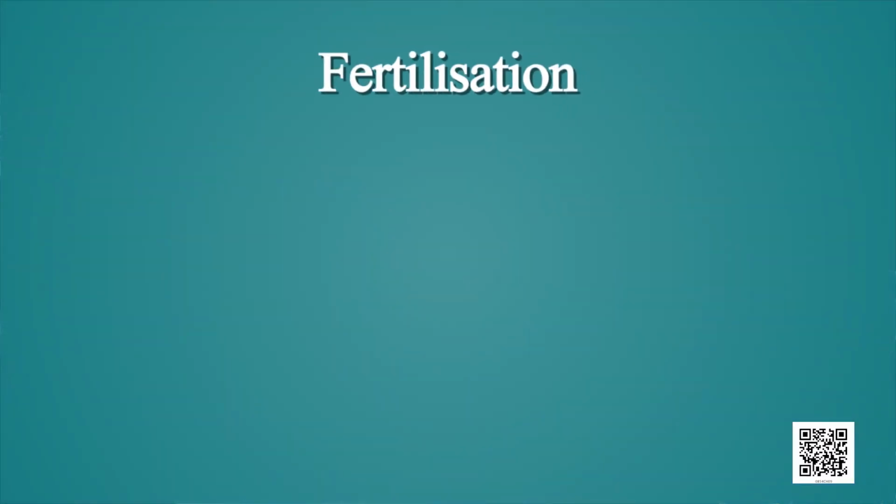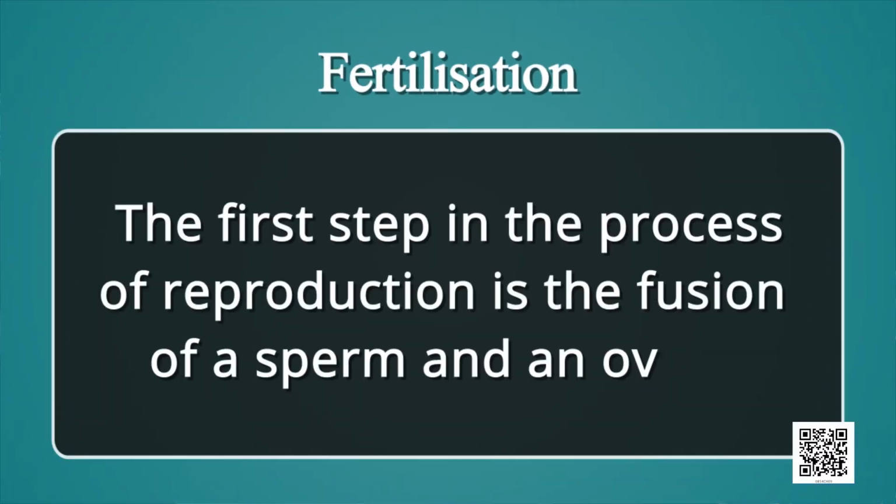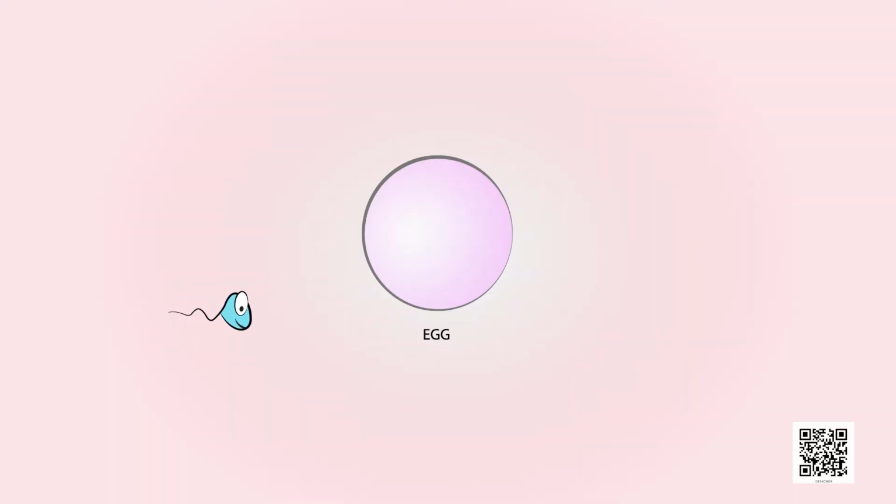Fertilization. The first step in the process of reproduction is the fusion of a sperm and an ovum. When sperms come in contact with an egg, one of the sperms may fuse with the egg. Such fusion of the egg and the sperm is called fertilization.